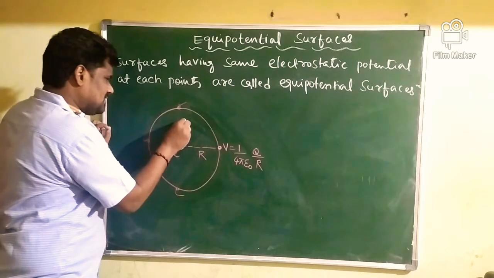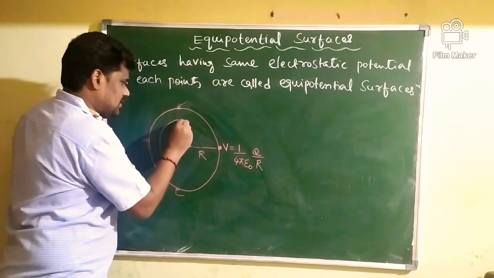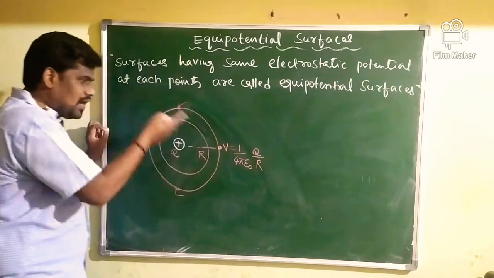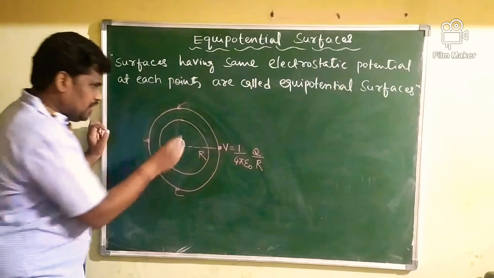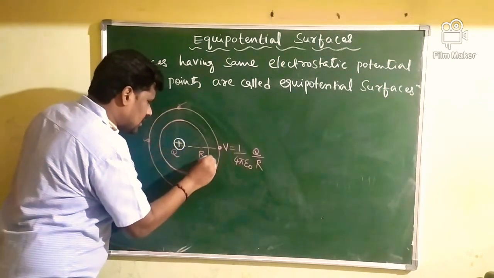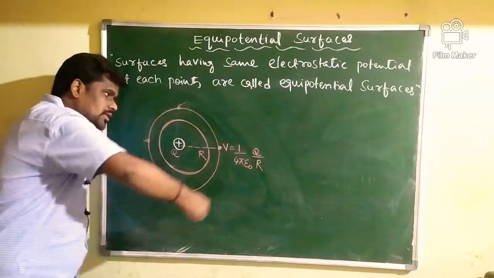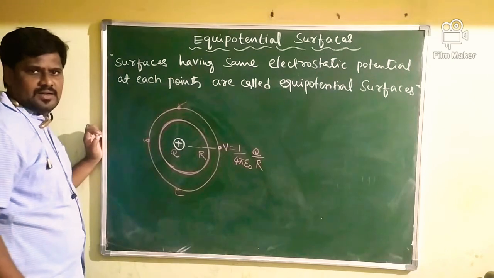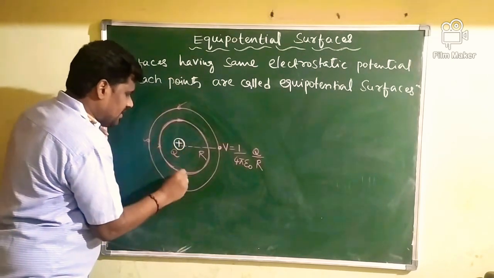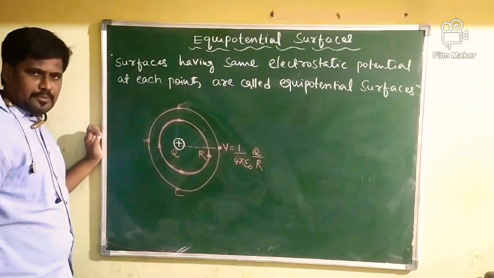Imagine one more surface here, say, for example, this is another surface, and this is also called an equipotential surface. If we calculate the value of electrostatic potential on all the points of this surface, once again they have the same value of electrostatic potential.